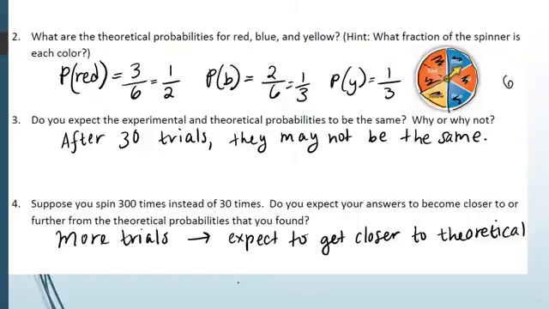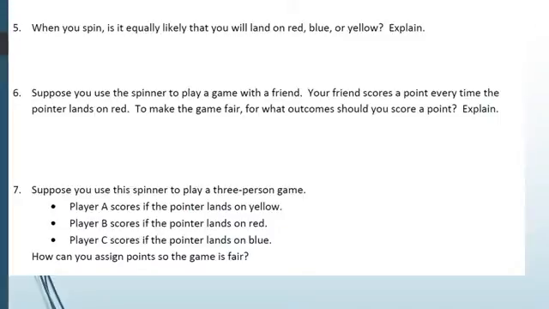When you spin, is it equally likely that you will land on red, blue, or yellow? Again, we know our chances of landing on red are 1/2 or 3 out of 6. Blue is 1/3 and yellow is 1/6. So are those all the same chances? No.